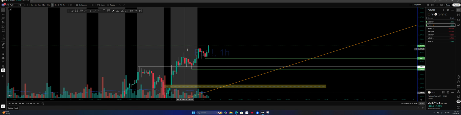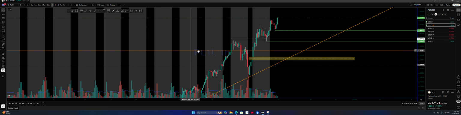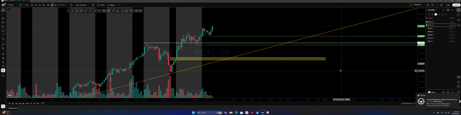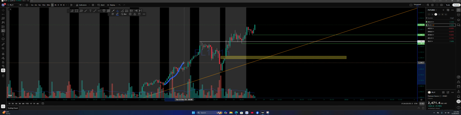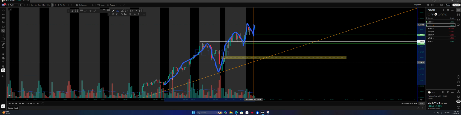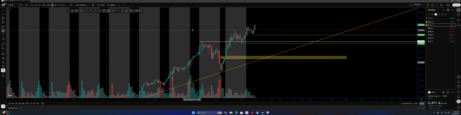That was the 4-hour. Now we're on the hourly. So you can see this is how we broke out of this pattern. So we went up, up, pull back, up, pull back, up, pull back. So maybe that's the next leg up. Who knows?